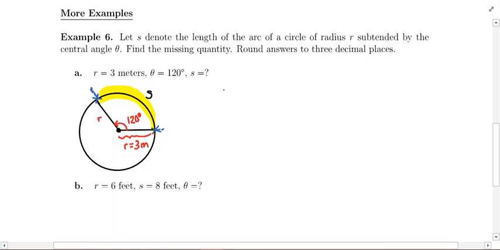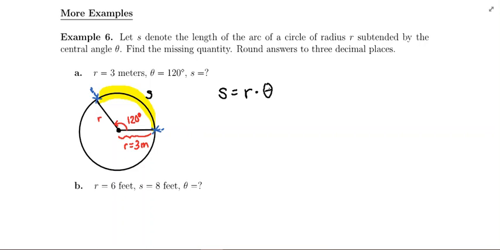We know how to calculate arc length. We know the formula is S is equal to the radius times the angle theta. But remember, the angle theta has to be measured in radians, and it's given to us in degrees here. So we're going to have to convert 120 degrees over to radians before we plug into this formula.